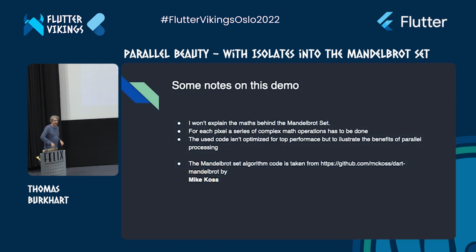Some notes. I won't go into the details of how you calculate a Mandelbrot set image here, because I personally don't completely understand the math. But I took it as a nice example to show what isolates can do. The code is also not optimized for maximum performance. There was one really nice demo recently on Twitter using the GPU that does the same thing in real time. But this should show you the difference if you run in one isolate or multiple isolates.